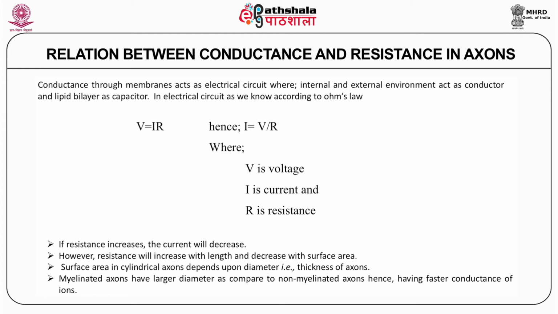However, resistance increases with length and decreases with surface area. If you recall, the surface area uses a cylindrical formula for axons, which is dependent upon diameter. It means the thickness of the axons. Myelinated axons have a larger diameter because of the myelin sheath as compared to non-myelinated axons, and therefore their surface area increases, which gives a higher or faster conductance of ions.